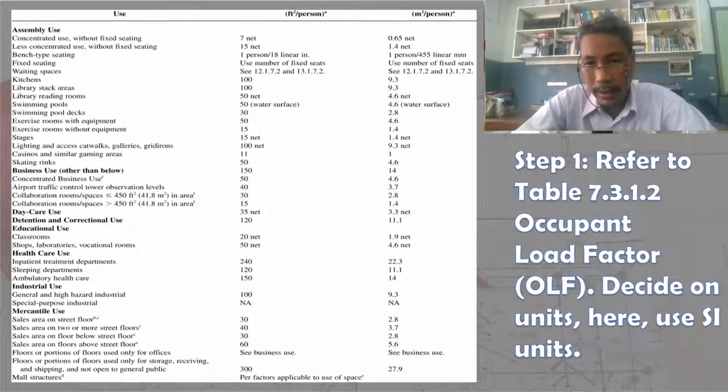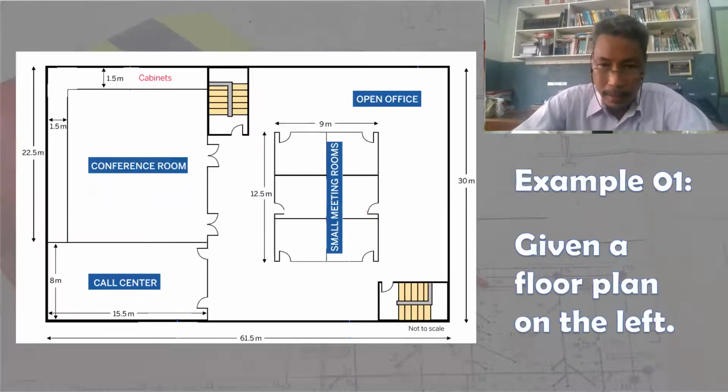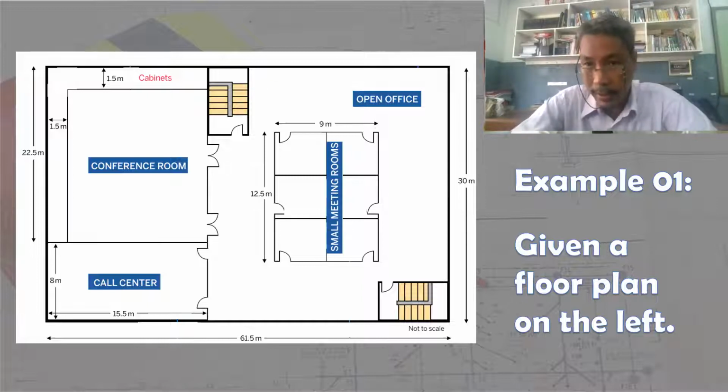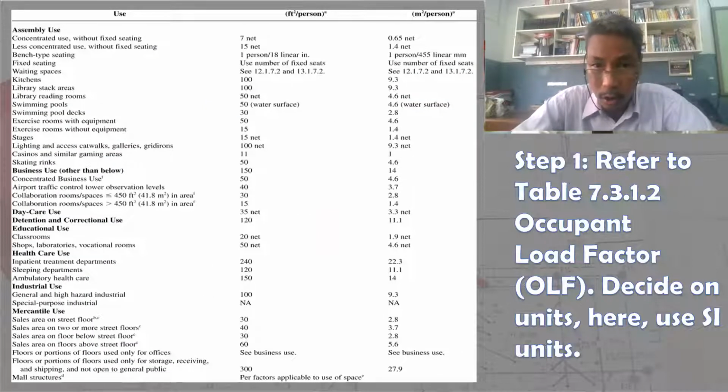For this example, we can directly refer to table 7.3.1.2 to determine the occupant load factor. This is step 1 in solving the egress capacity of a building, of a floor space. So let us decide on units. In this example, we will use SI units because the given is in terms of meters. As you can see, the extreme dimension of the floor area is 61.5 meters by 30 meters. So it is in terms of SI units. So let us use the SI unit column of table 7.3.1.2, wherein we can find out that the unit is square meter per person.